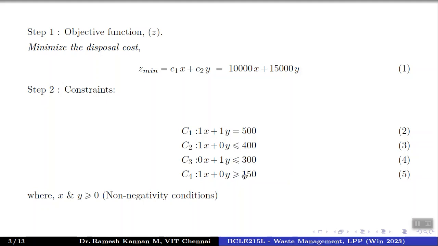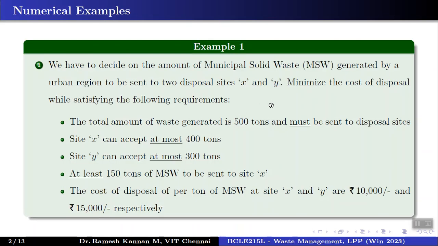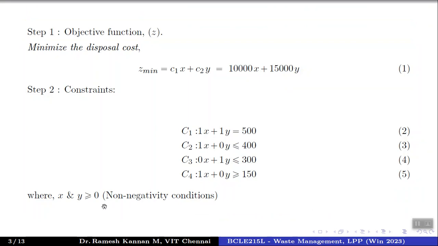Equations 3, 4, 5 are inequalities, and that will make it very difficult to solve this by the matrix method. So we use a graphical method for this. And before that there's a non-negativity restriction also. The quantity cannot be negative, so our lower bound is 0, which is X is greater than or equal to 0 and Y is greater than or equal to 0. The upper bound is positive infinity for both X and Y.